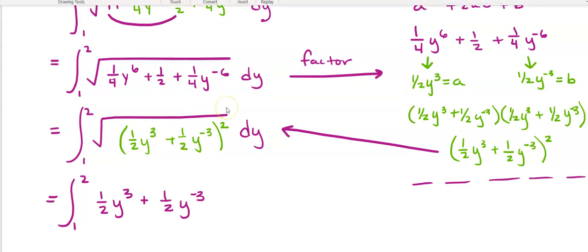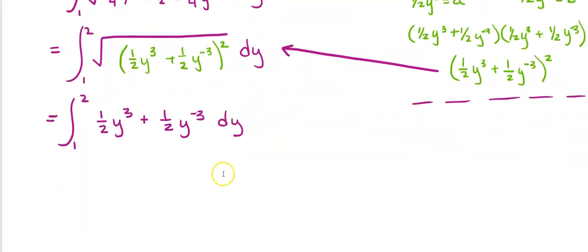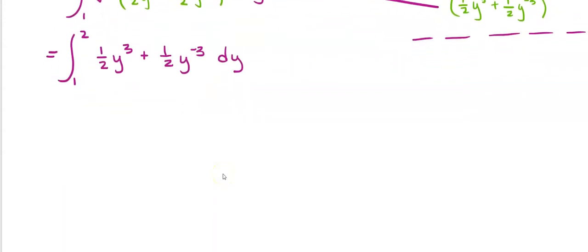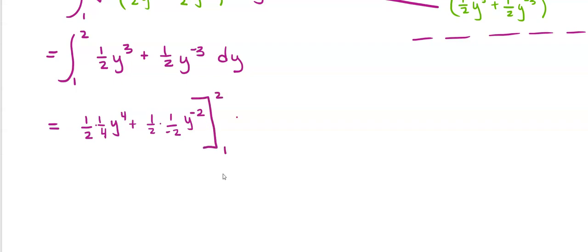Now that we have this rewritten, we can take the antiderivative using our general old school rules: add 1 to your exponent, divide by your new exponent. So we have the half in front, and then y to the 4th, and we get a 1/4 in front, plus 1/2 times y to the, now we're adding 1 to negative 3, so that becomes negative 2, so we're dividing by a negative 2, in other words multiplying by a negative a half. Then we're evaluating this. We've never changed variables, so our bounds have always stayed as 1 and 2.